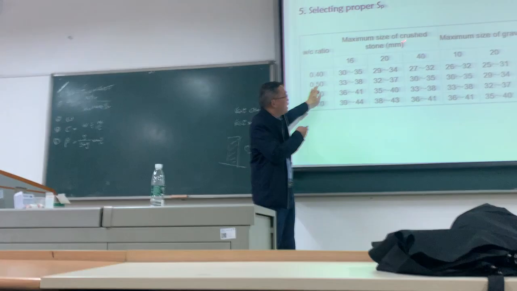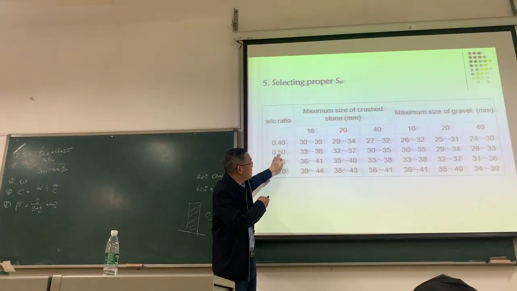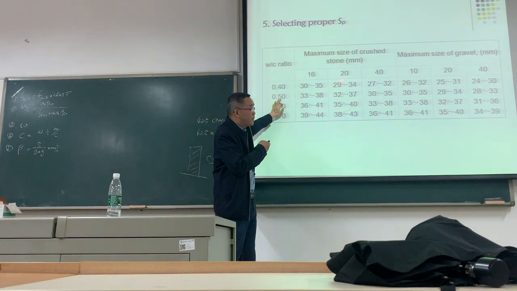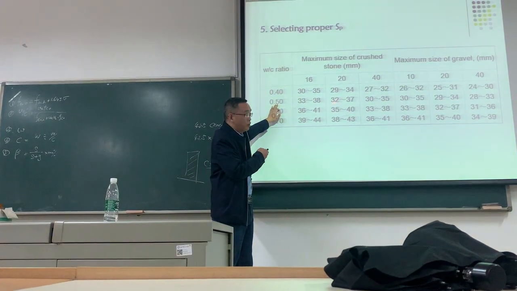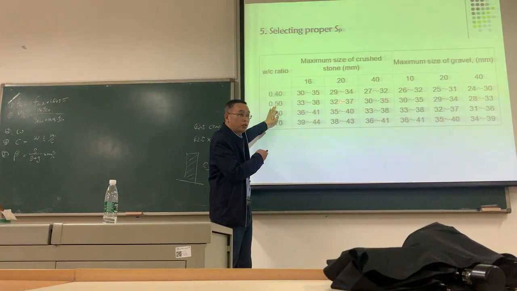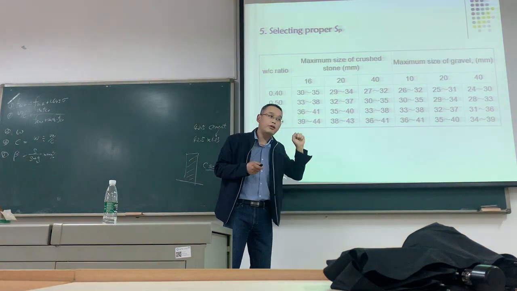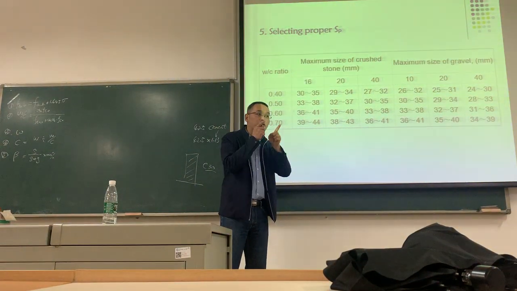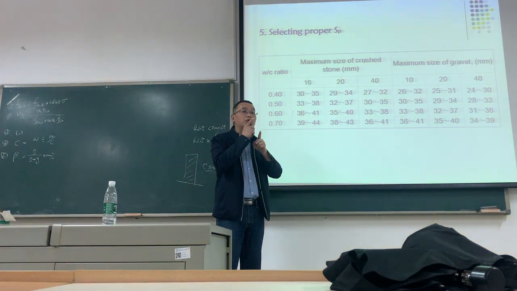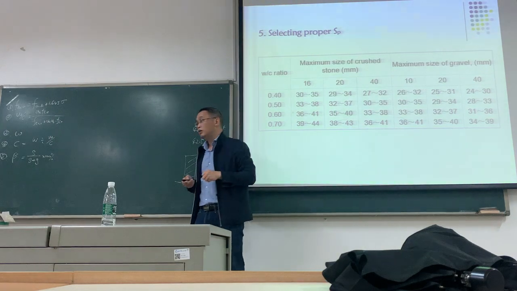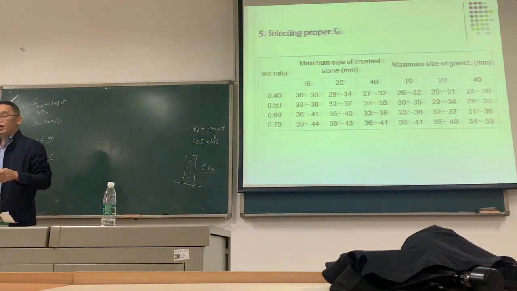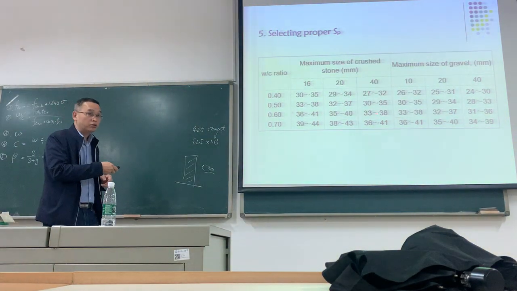Use the crushed stone with the maximum size of 20, and the water-sand ratio is between 32 to 37, and we can choose 35. So why do we need to choose this water-sand ratio?